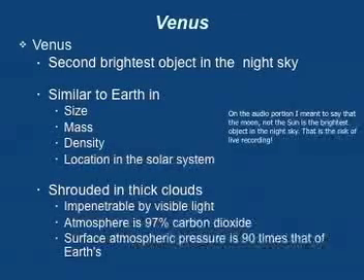All right, Venus. I've actually been able to see Venus during the day. It is so bright. The sun's the brightest object in the sky, and Venus is the second brightest. It's kind of called Earth's twin, but I call it Earth's evil twin.